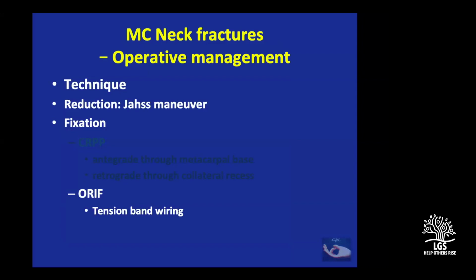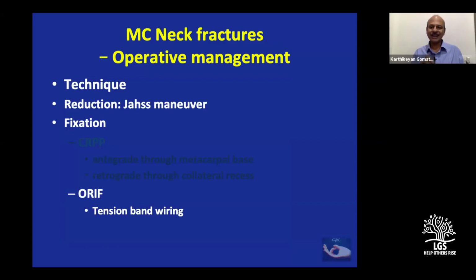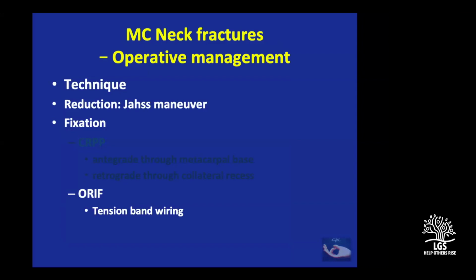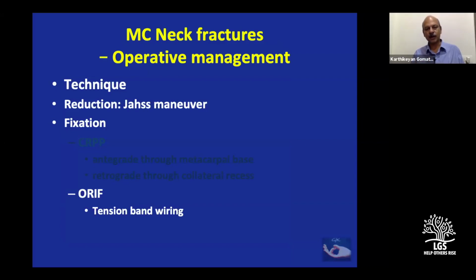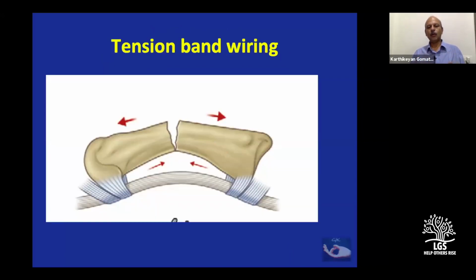The first was closed reduction and percutaneous pinning. The second type of management is open reduction, internal fixation. This can be done with what is known as tension band wiring. This is very important. We must understand the principle of tension band wiring. Now, when you have a fracture like this, now this I'm showing the shaft, but it will be the same for the neck also.